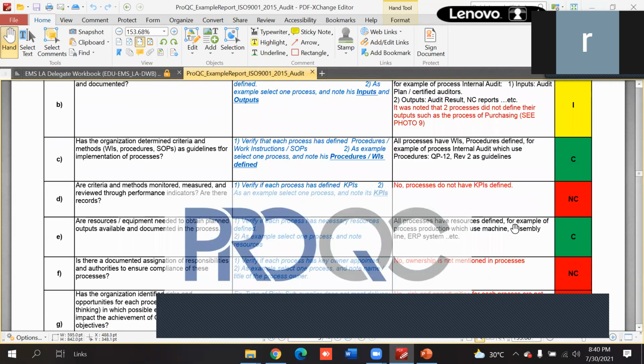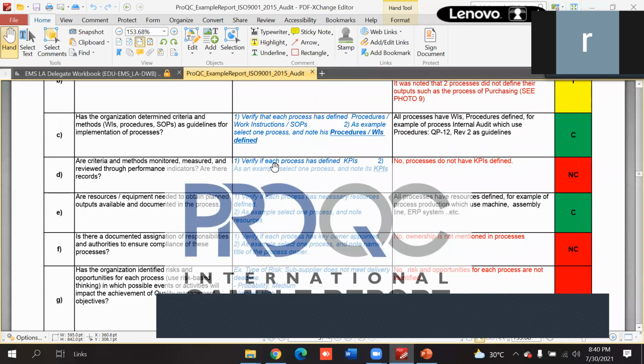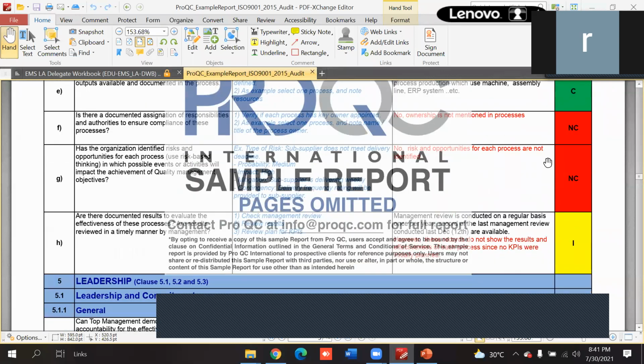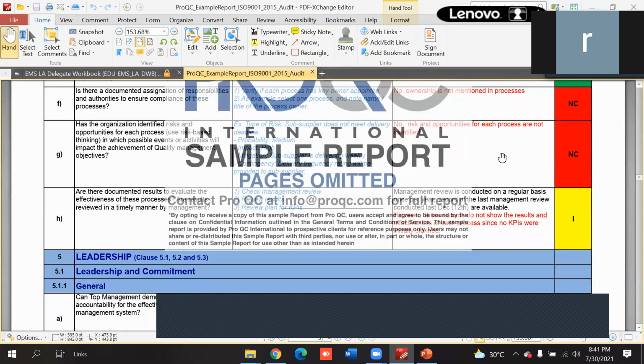But if it is a legal requirement or clause requirement, then it becomes an NC. You see, this one is an NC. That means criteria, methods, monitoring and measures: no process has KPIs defined. That means without it there is no way to go. If there is a goal, how are you going to get there? So this is one of the things that is an NC.